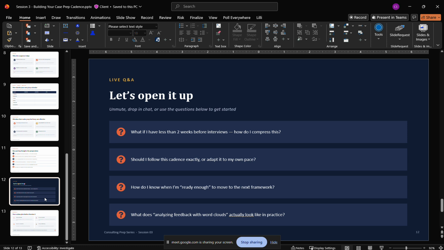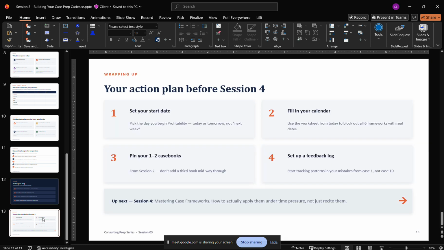Any other questions, folks? Anything related to these frameworks, the cadence that we talked about, the different kind of common mistakes that we all do when starting with it. Okay, if not, this is my only request before the next session. We will now start discussing the frameworks.